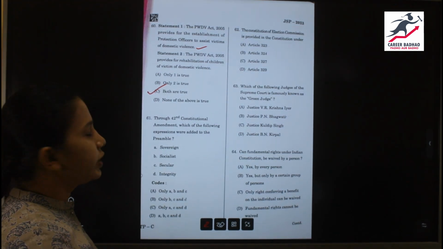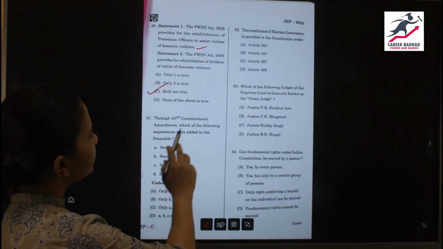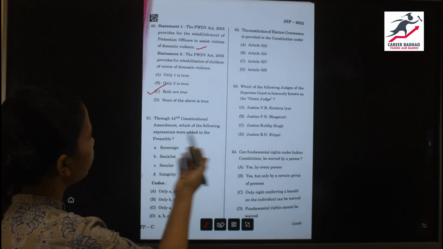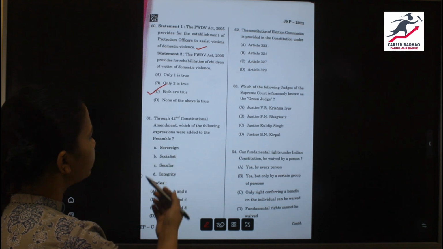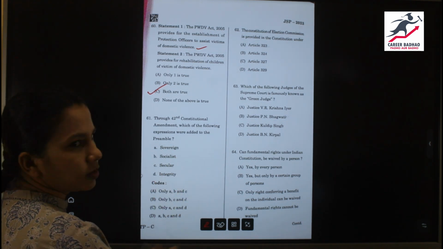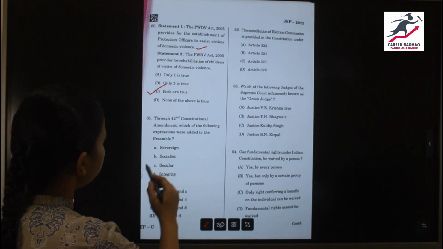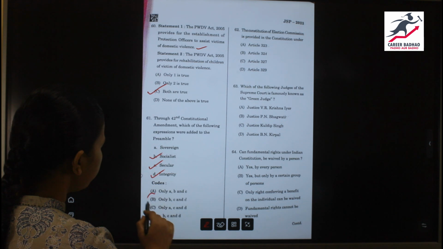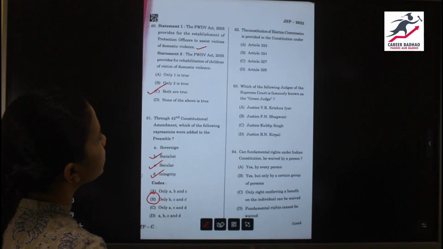Let's now move to question number 61. Through 42nd constitutional amendment, which is also known as mini constitution, which of the following expressions were added to the preamble? Sovereign, socialist, secular or integrity. This also we all know the words socialist, secular and integrity, B, C, D. So option number B is correct. Let's move to question number 62.